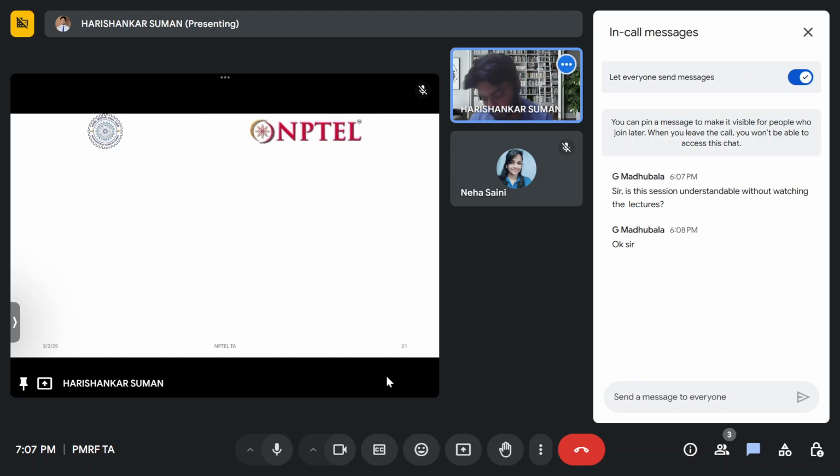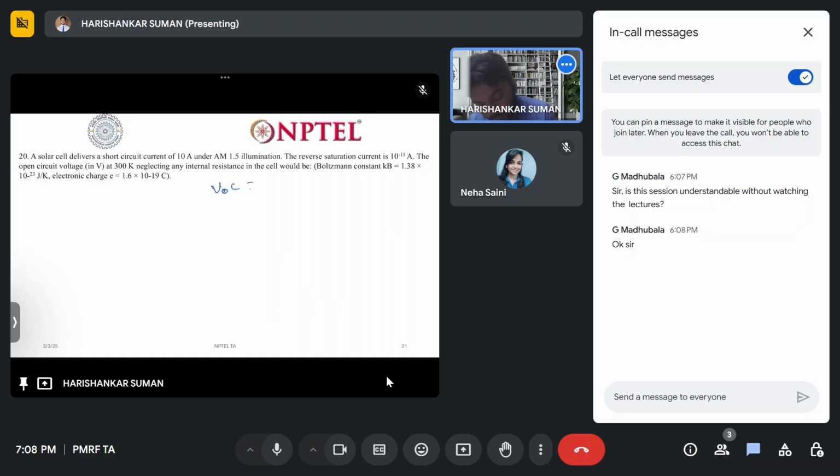Next question. A solar cell device has short circuit current 10 ampere under air mass coefficient 1.5 illumination, which is equivalent to 1 sun. The reverse saturation current is 10 to the power minus 11 ampere. Neglecting any internal resistance in the cell, the open circuit voltage at 300 Kelvin would be? So we have to find the open circuit voltage VOC. This is the question, and these are the four options.